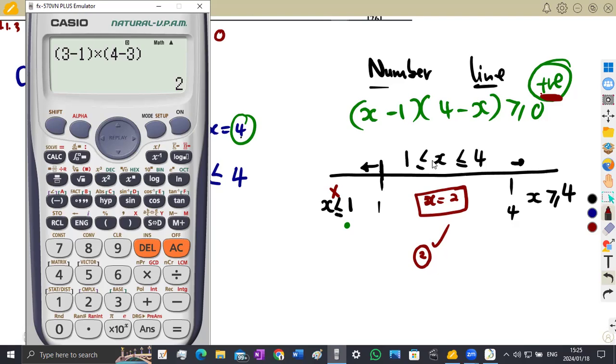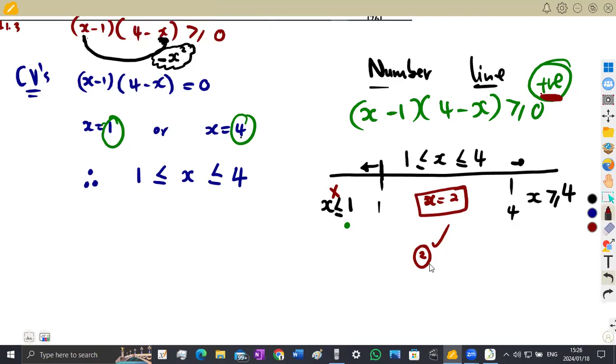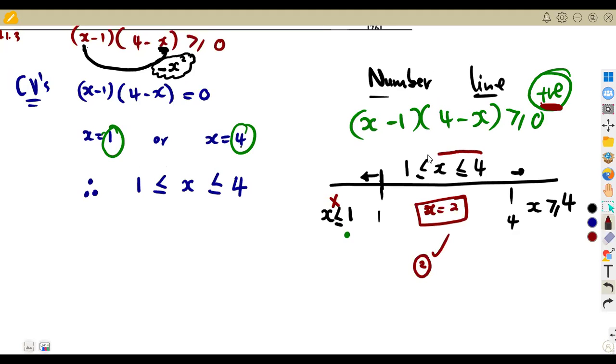If x is equal to 3, our answer is a positive. So as you can see, any value within this region gives us a positive. So it means this solution satisfies our answer. So that is our solution. We tried the last one. Do not say we are done. Okay, let's try the last one.